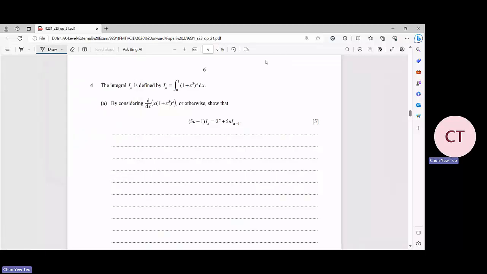Okay, now we take a look at question number 4. The integral In is defined by this. By considering the differentiation of x multiplied by (1 plus x^5) to the power n, or otherwise, show that this relationship holds. Okay, so first of all, we need to follow the instructions.